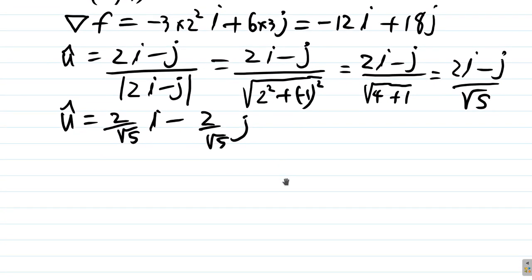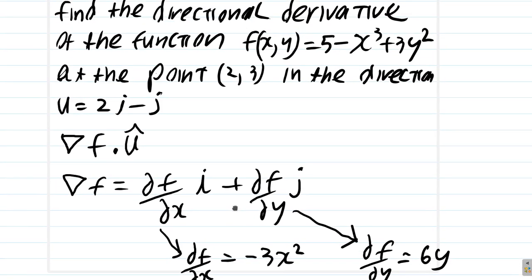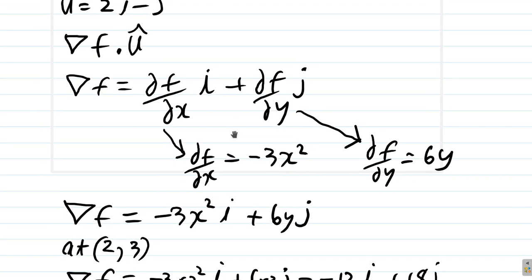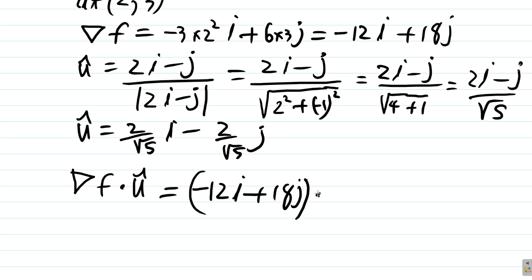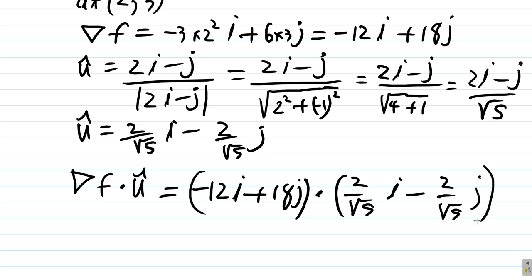Now, we're going to have the dot product of the gradient vector and the unit vector. So therefore, the directional derivative is the gradient vector dot the unit vector. Remember, the unit vector has the hat on it. So the gradient vector is negative 12i plus 18j dot 2 over the square root of 5 i minus 2 over the square root of 5 j. Okay? And then remember that when you find the dot product of two vectors, you end up with a scalar.